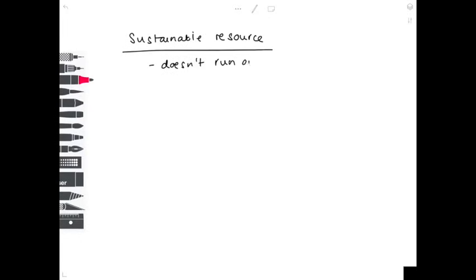We now need to look at the conservation topic. It's not difficult, but it is a matter of rote learning many things, including the definition of a sustainable resource. So the crucial thing about a sustainable resource is that it doesn't run out, as the name suggests. And what that really means is that this resource is produced as rapidly as it is used.